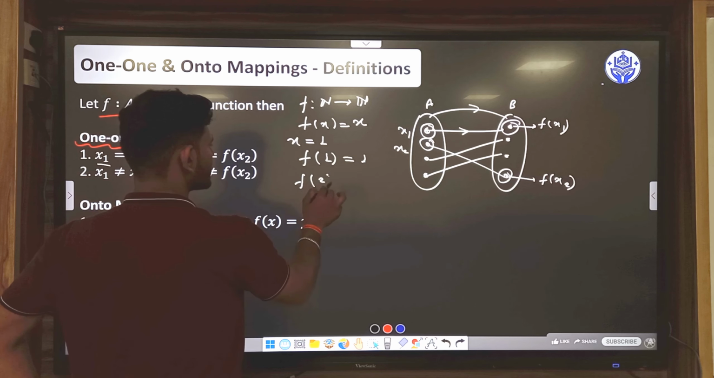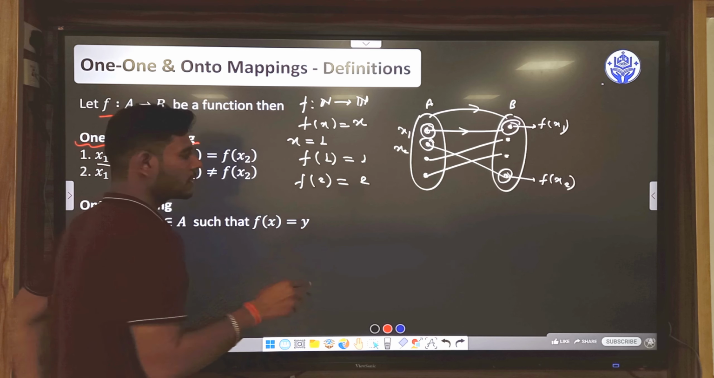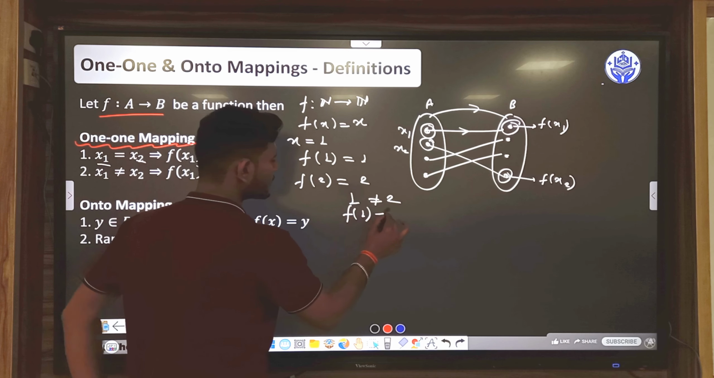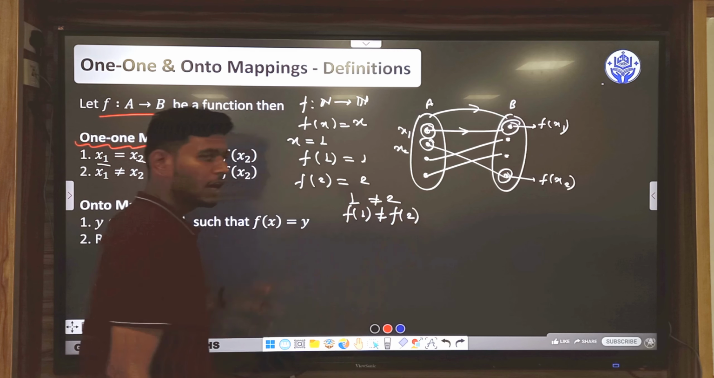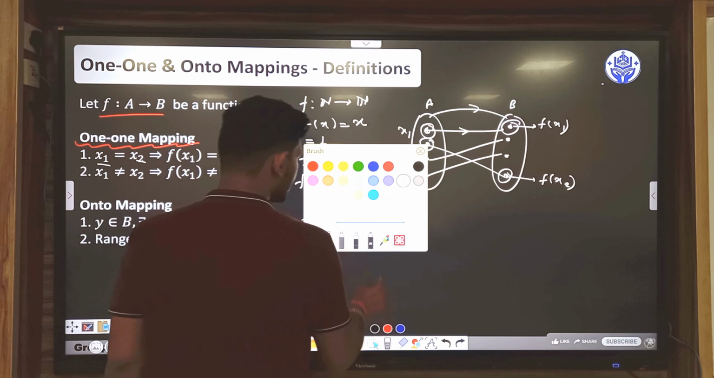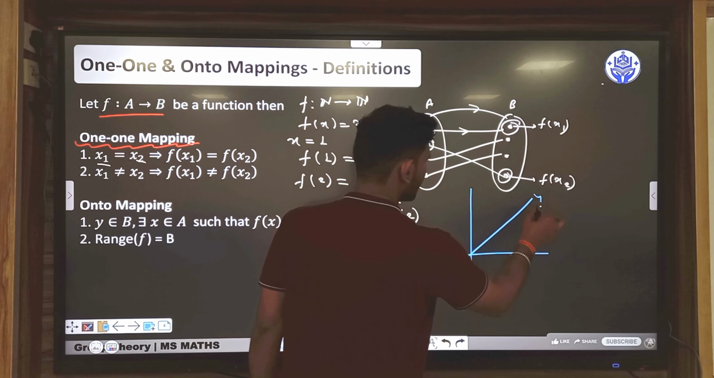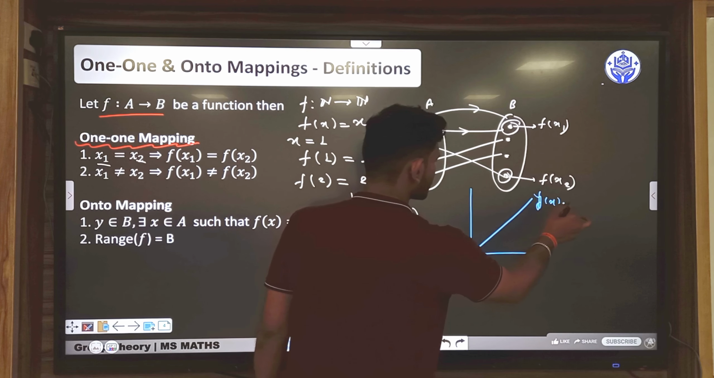If I take x equals 2, then it is 2. Now you can see here that 1 is not equal to 2, which means f of 1 is also not equal to f of 2. How will the graph look in this case? The graph of this is nothing but like this. This is y, or we can say f of x is equal to x.